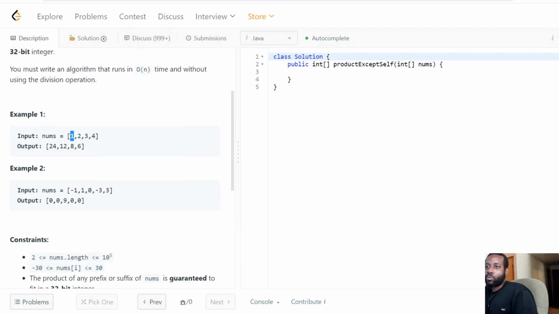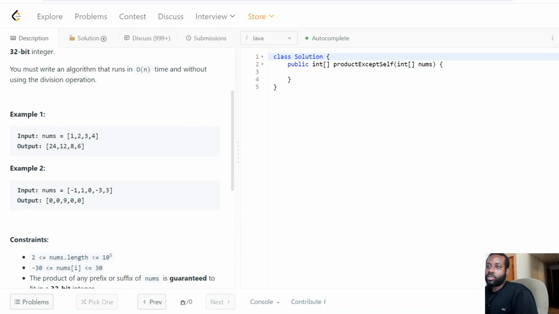You might be thinking they multiplied 1. No, they didn't multiply 1. For example, let's go to index 1, where we have 2. We multiply all the other numbers: 1 times 3 is 3, times 4 is 12. So we have 12 here. As you can see, we don't include 2 in there.